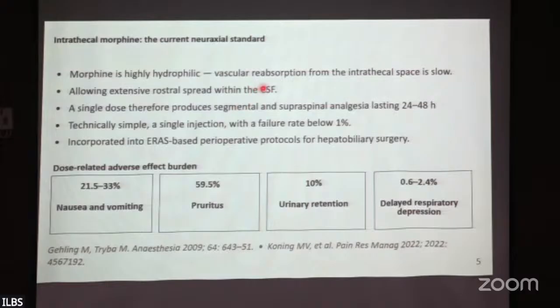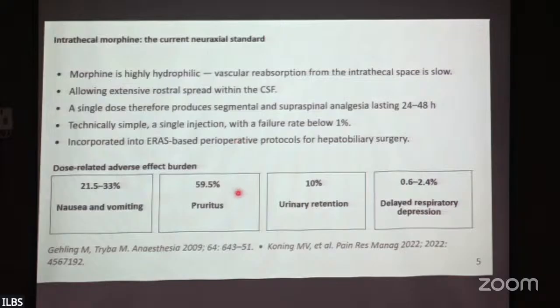Coming to the current neuraxial gold standard, it is intrathecal morphine. Morphine is highly hydrophilic, and the vascular reabsorption from the intrathecal space is very slow, allowing extensive rostral spread within the CSF after injection. A single dose therefore produces both segmental and supraspinal analgesia lasting about 24 to 48 hours. It is technically very simple, a single injection with a failure rate as low as 1%, and is incorporated into ERAS-based perioperative protocols for hepatobiliary surgery.